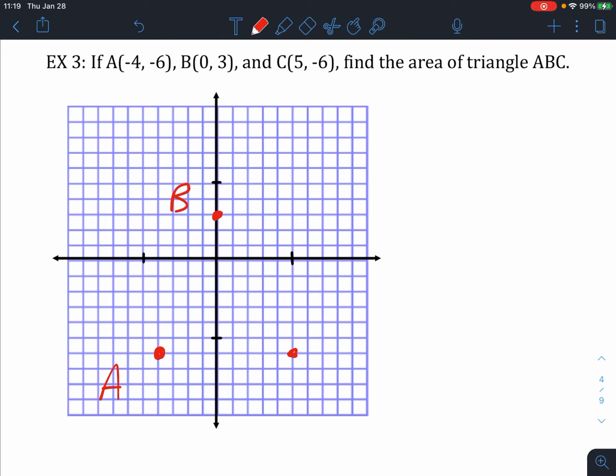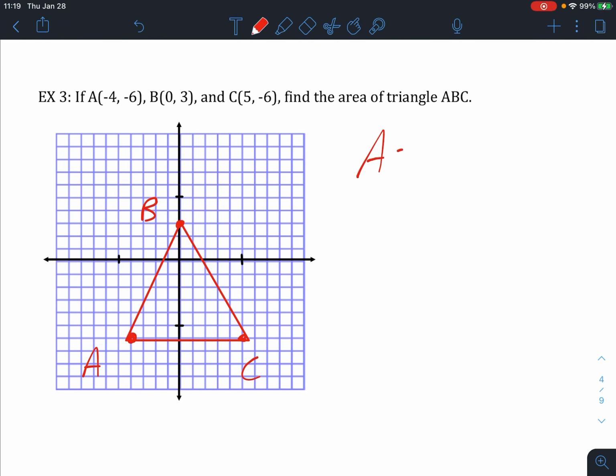And C at (5, -6). It's a triangle, so I know I'm going to be using base times height over 2. All right, so what you want to do, if you can, in these problems, is find either a vertical or a horizontal line, and that will be our base.